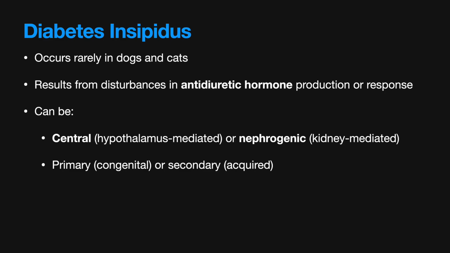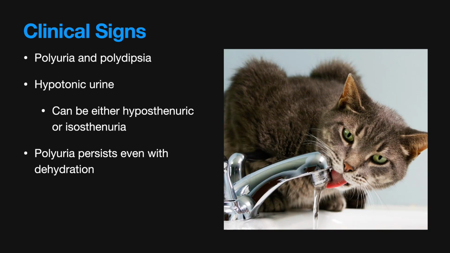Both of these types can also be primary or congenital, or secondary, otherwise known as acquired, due to some disease acquired during the animal's lifetime. The main clinical signs of diabetes insipidus are polyuria and polydipsia, along with a hyposthenuric or isosthenuric urine. The polyuria in this condition also persists even if the animal is dehydrated.